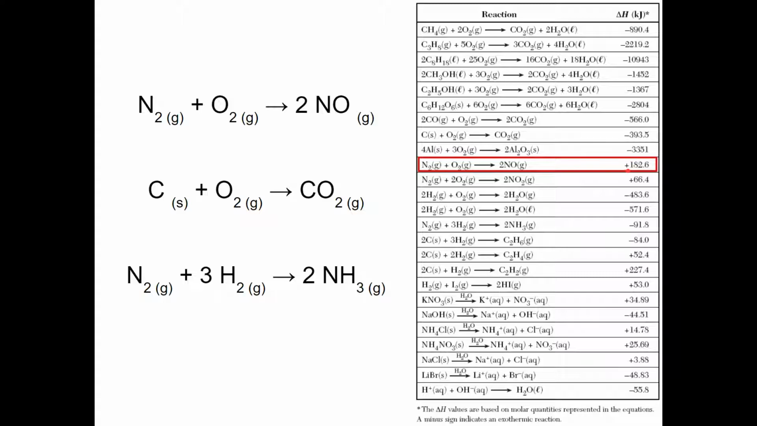This positive sign tells me that this reaction over here is endothermic, that during the reaction of nitrogen and oxygen, some energy has been absorbed. And eventually, nitrogen monoxide has been created. And the amount of potential energy stored inside of this molecule is 182.6 kilojoules more than all the energy stored inside of the nitrogen and oxygen taken together.